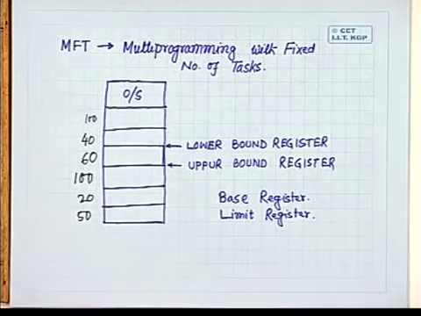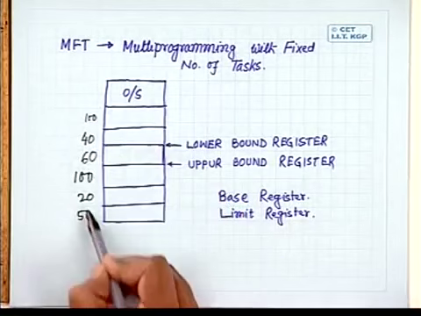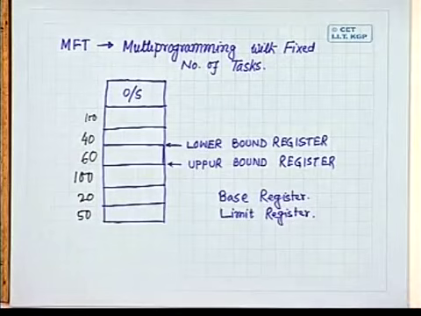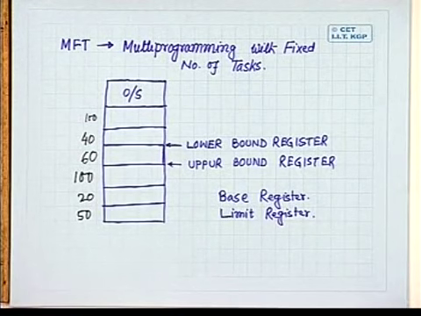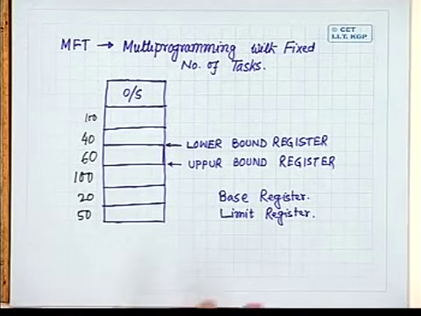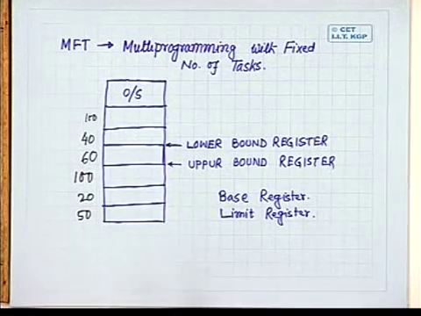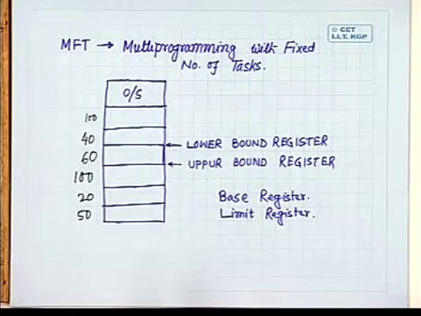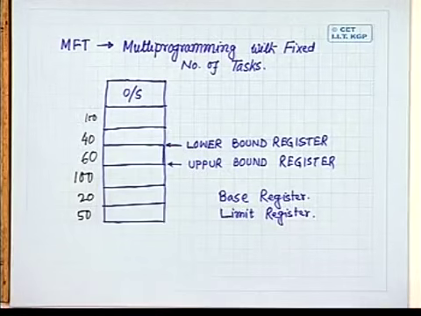So naturally, if I have a job whose memory requirement is 120 kilobytes, that job can never be put in this main memory because I don't have any partition whose size is greater than or equal to 120 kilobytes. Right? However, if I have a job whose size requirement is 50 kilobytes, then that job can be loaded into the main memory provided a partition of size higher than or equal to 50 kilobytes is available. That is, that particular partition is not already allocated to some other process.